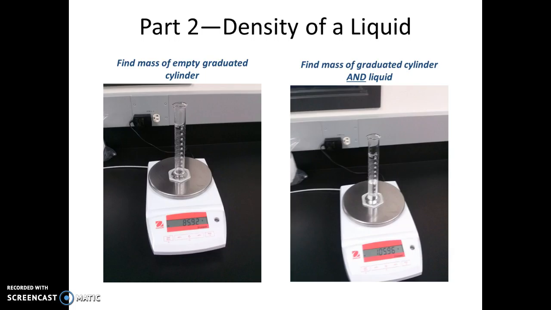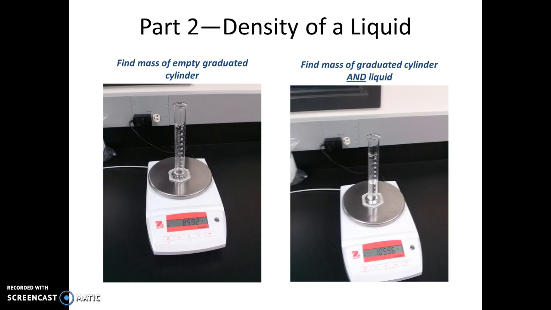To find the density of the liquid, you need to know the mass of the liquid and also its volume. To get the mass of the liquid, you're going to be using a 50 milliliter graduated cylinder. The first thing that you have to do is find the mass of the empty graduated cylinder, like you can see in the picture on the left. You'll record that mass in your data table, and then you're going to fill the graduated cylinder with 20 to 30 milliliters of either ethanol or water, whichever liquid you're working with, and you're going to record the exact volume.